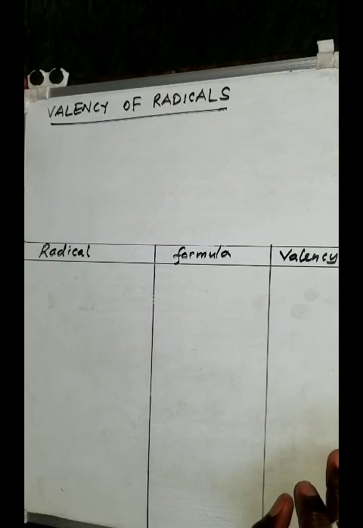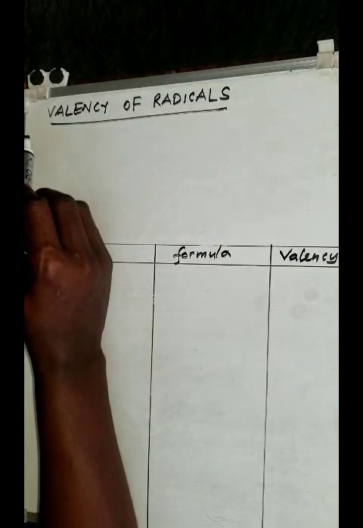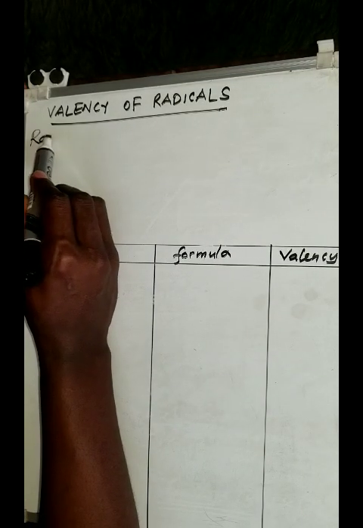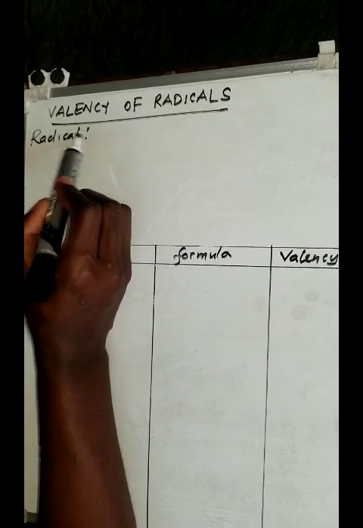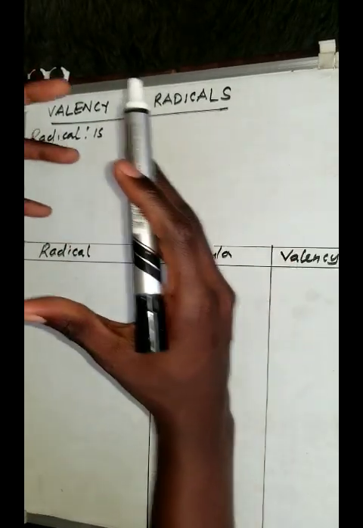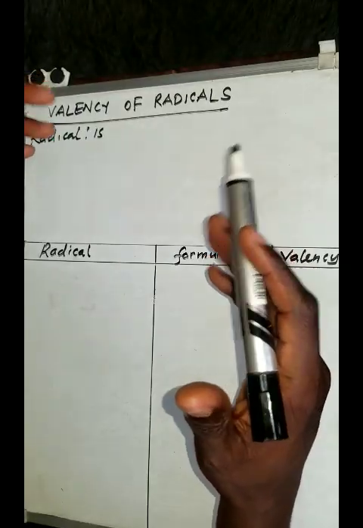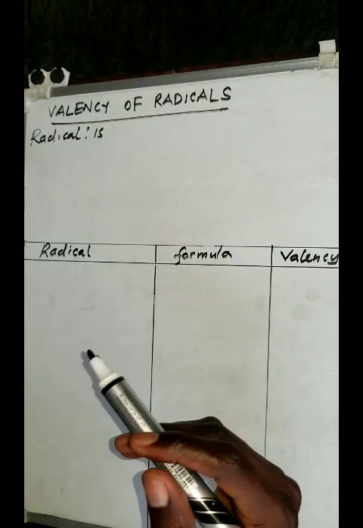So we simply continue and look at the valence of radicals. So we must ask ourselves, what exactly is a radical? When we talk about a radical, we can simply say a radical is a group of atoms present in several compounds, but they cannot exist on their own.